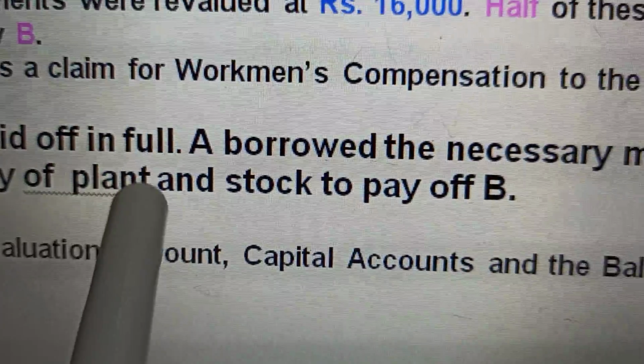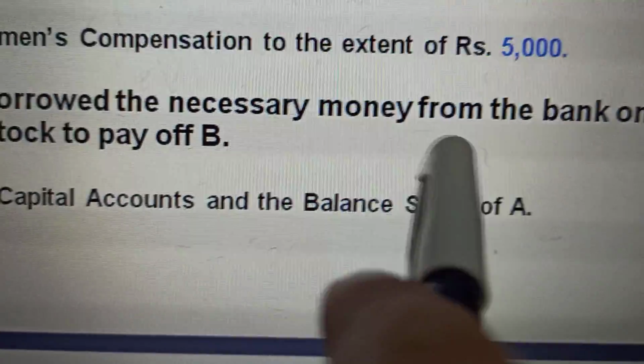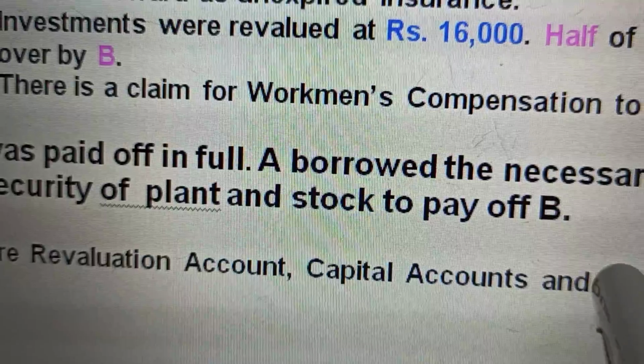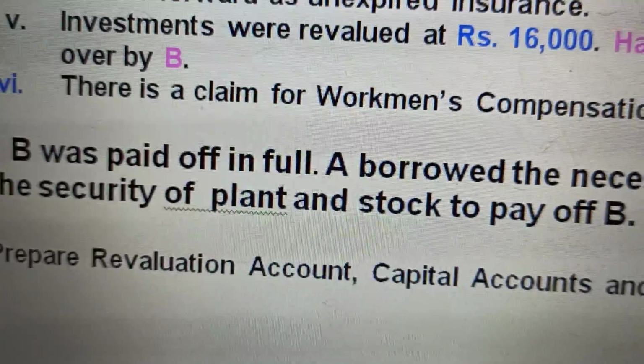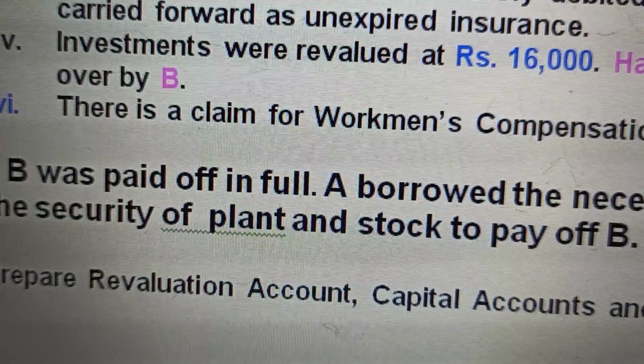B was paid off in full. A borrowed the necessary money from the bank on the security of plant and stock to pay off B. Understand this now. B was paid in full. And how was B paid in full? How did A pay B?